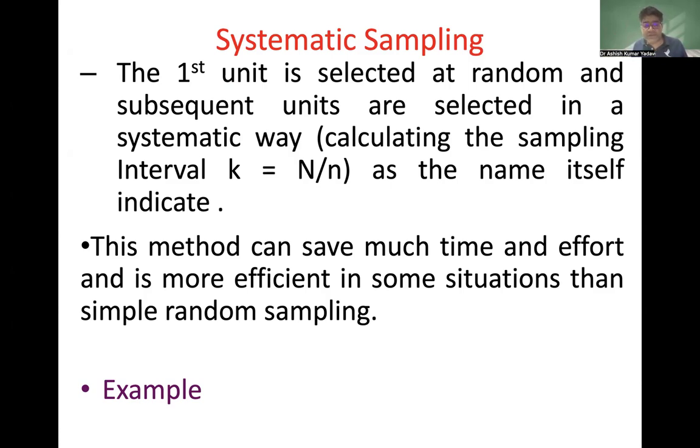The advantage of systematic sampling is that it is easy to do and often much cheaper. The disadvantage is that if the first unit included in your sample is not representative of the population, your entire sample may be biased. Let me show you an example for better understanding.